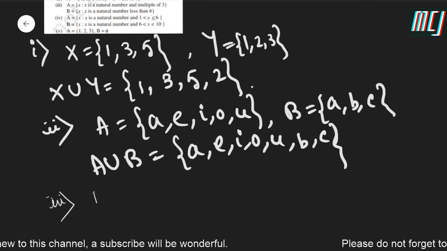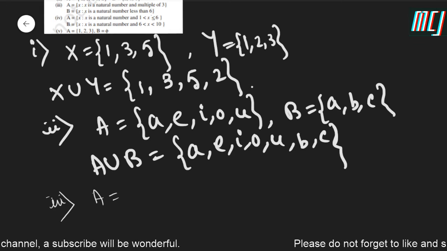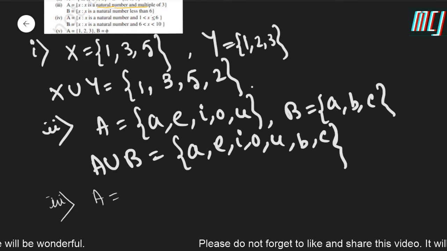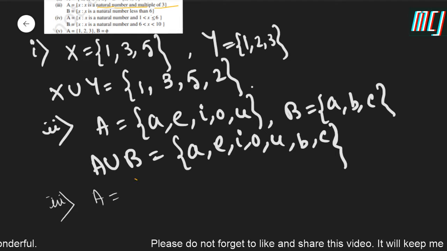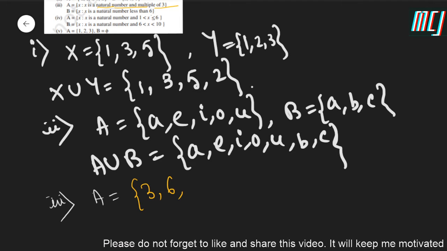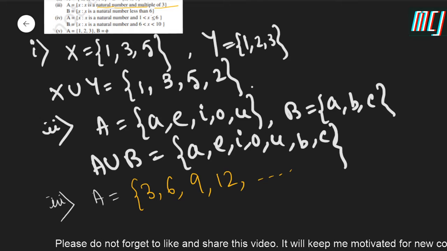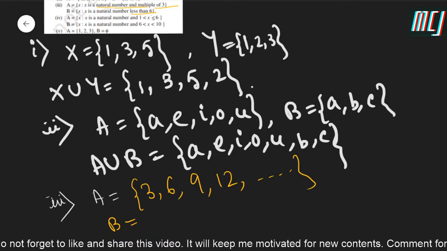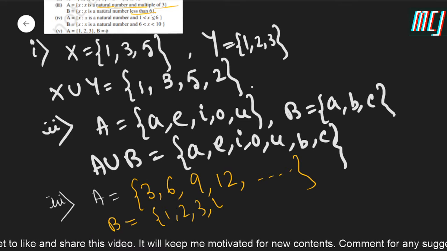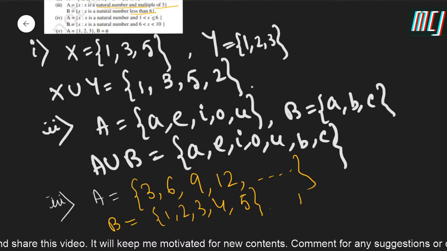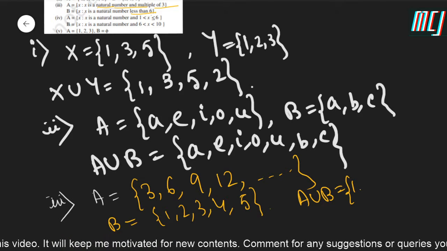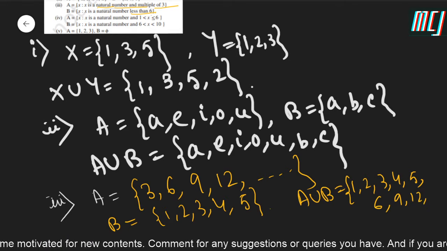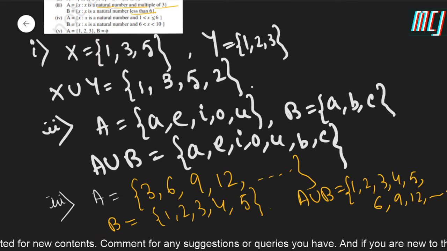Here it is telling A equals {x such that x is a natural number and a multiple of 3}. So natural number multiples of 3, so it will be 3, 6, 9, 12 and so on. And B is equal to {x such that x is a natural number less than 6}. So 1, 2, 3, 4, 5. Okay. So A union B will be 1, 2, 3, 4, 5 also with 6, 9, 12 and so on. Clear? This one.